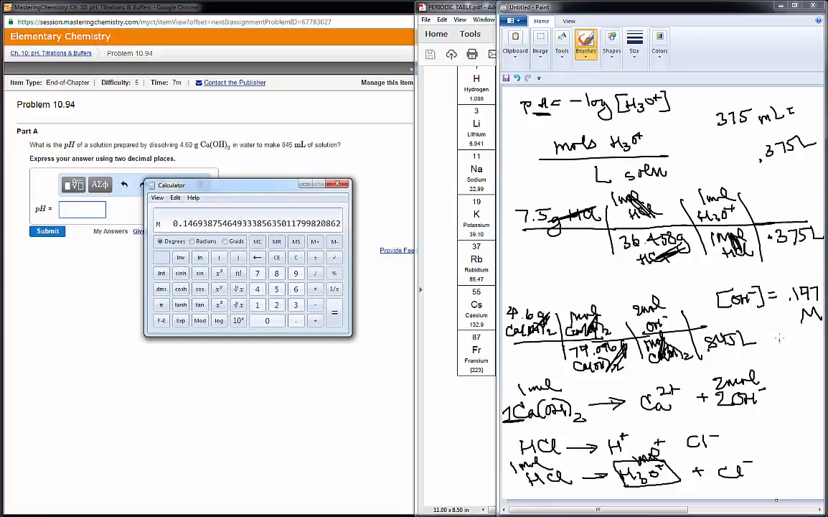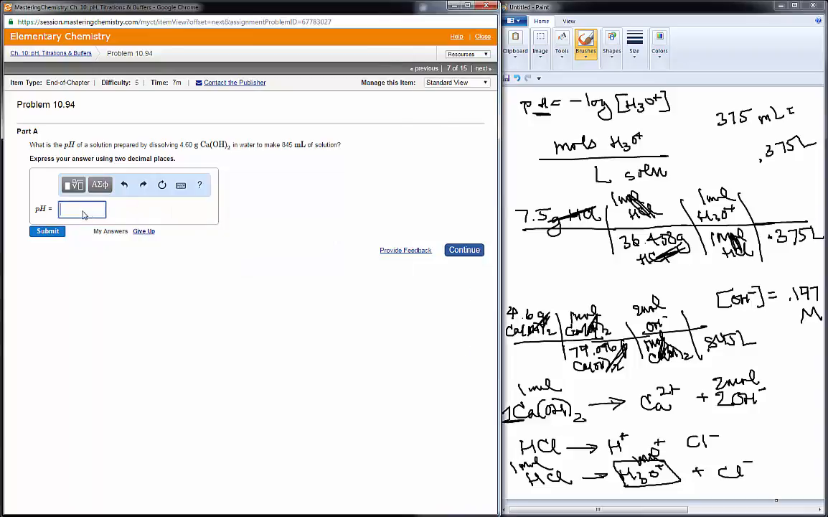Okay. Now we're going to say 1 times 10 to the negative 14th divided by this value gives me my H3O plus concentration. So I'm going to store that to memory, and then 1 times 10 to the negative 14th divided by that value, 0.147. This is exactly what we just did on the previous problem. That gives me my H plus concentration, or my H3O plus concentration. And then I take the minus log of that, and I find that the pH is 13.